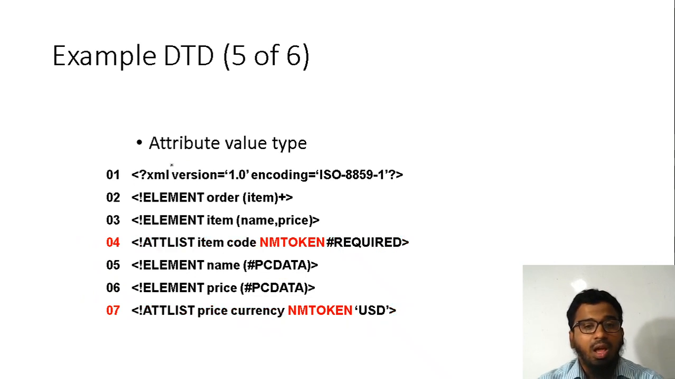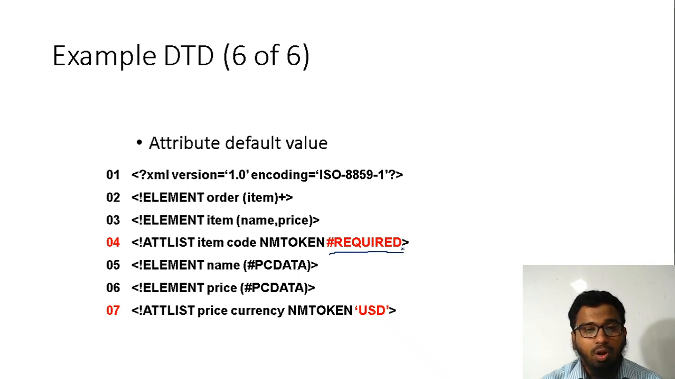Next, attribute value. What is this? Value type. Value type is NM token. Next one is attribute default values. What is the default value? Required. Default value is required. So whatever we have learned in the previous slides, I showed you one by one. Once again I will show you.